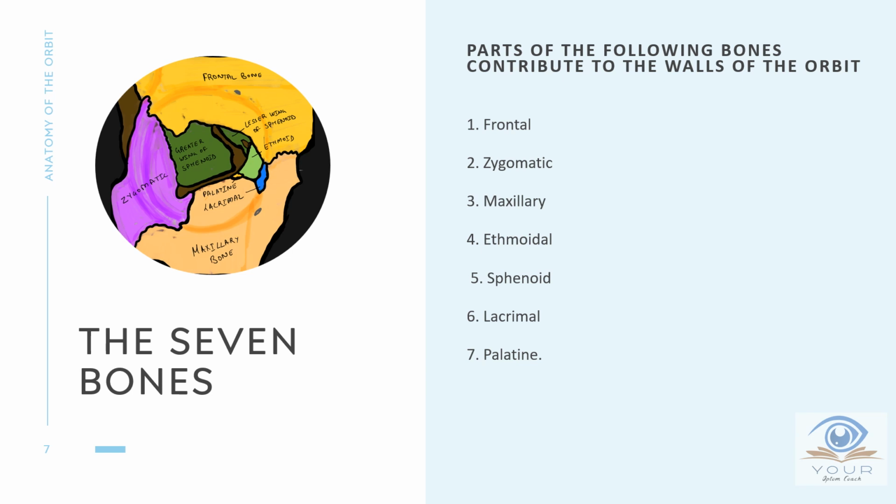So what forms the orbit? Which bones form the orbit? So there are 7 bones. Another MCQ point. The part of the following bones contribute to the walls of the orbit. These are the frontal bone, the zygomatic bone, the maxillary bone, the ethmoid bone, the sphenoid bone, the lacrimal, and the palatine bone.